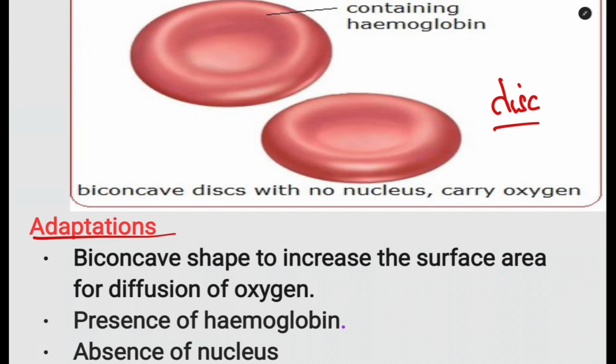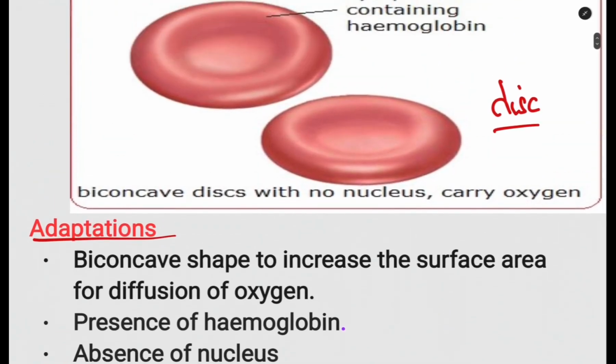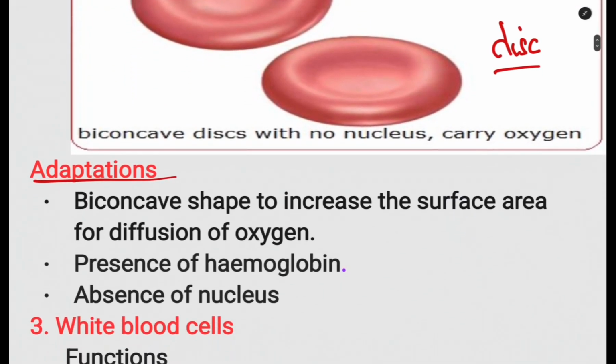High affinity means it attracts oxygen, or oxygen binds easily to hemoglobin. Then absence of the nucleus. Where there's supposed to be a nucleus, there is no nucleus, and that room is created for increased surface area for the absorption of oxygen. So absence of a nucleus is one of the adaptations. I hope given the question you wouldn't miss this part, you understand it well.